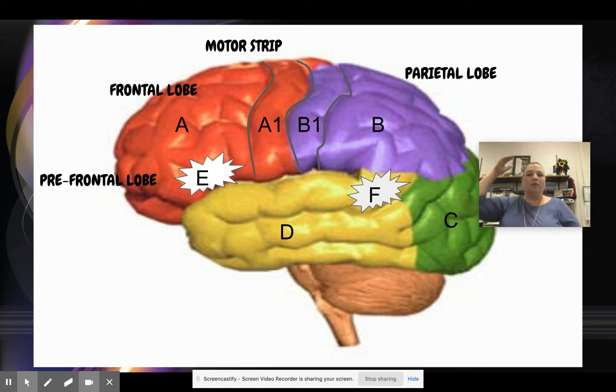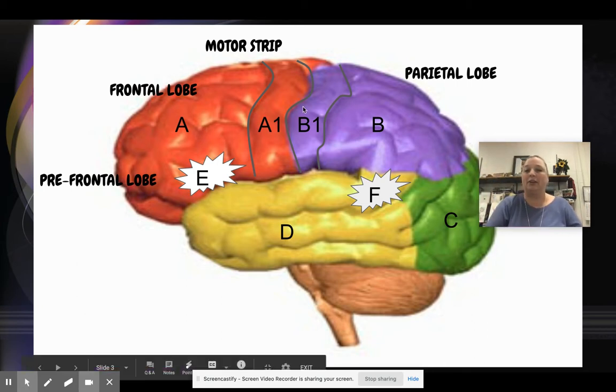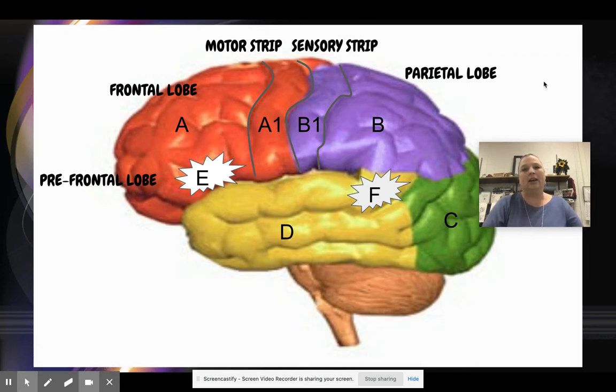To go into more detail, you'll notice that there's another headband right here, and that is that B1 section. That's called your sensory strip. Again, imagine what you're using there. We're using all of our senses. So smell right now where you're at. What do you smell? Do you smell dirty socks in your bedroom? Do you smell your mom cooking dinner? Do you smell cologne or perfume? You would be using your sensory strip, and in particular, your parietal lobe. So that's what's going on there.